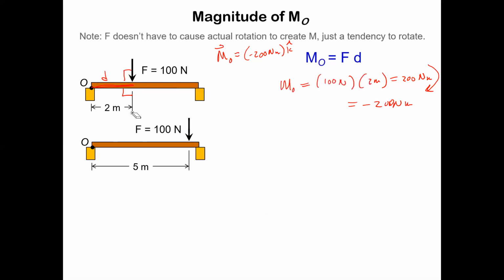Another case. In this case, we have a larger d, right? So MO now is still the same force, but what if we increase the moment arm? What do we get? Well, we get a larger torque, a larger moment. It becomes minus 500 Newton meters. All right. So it's a bigger moment, right?